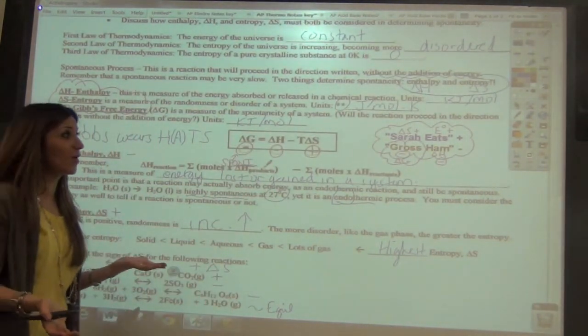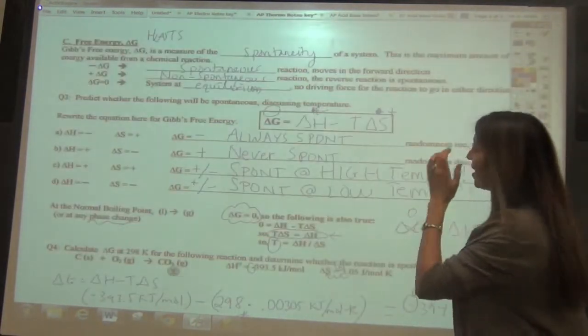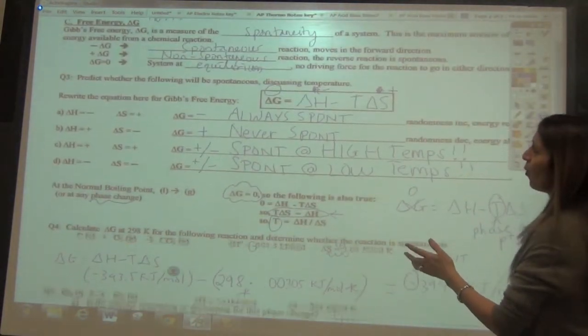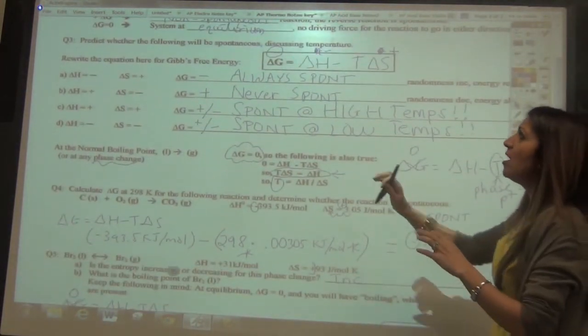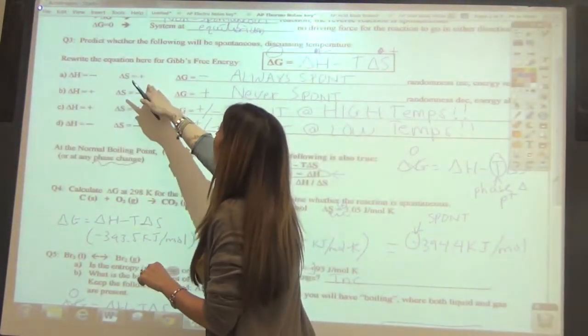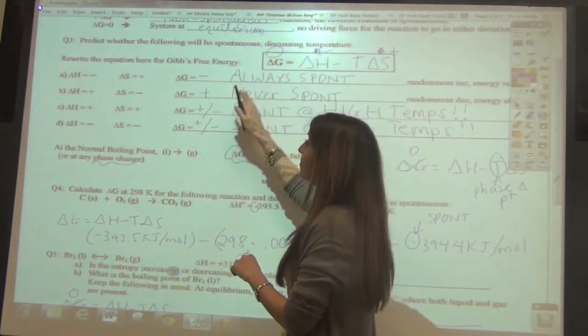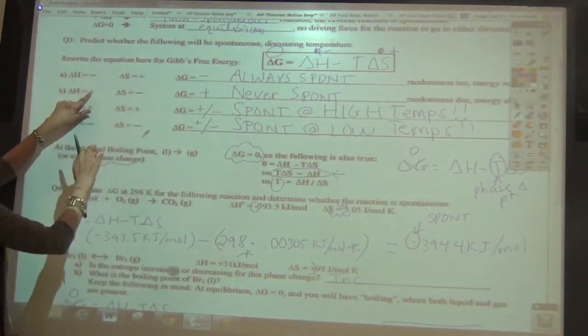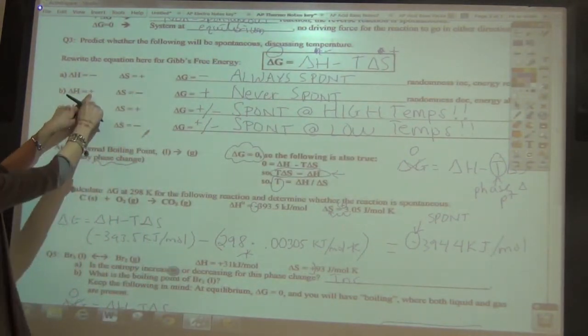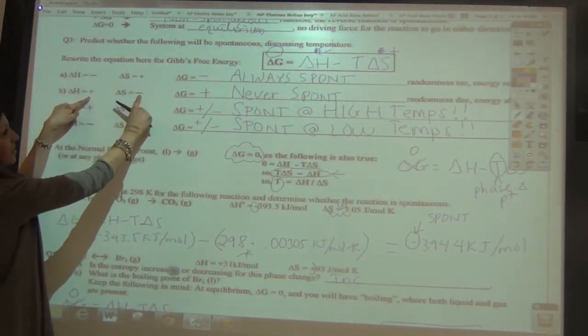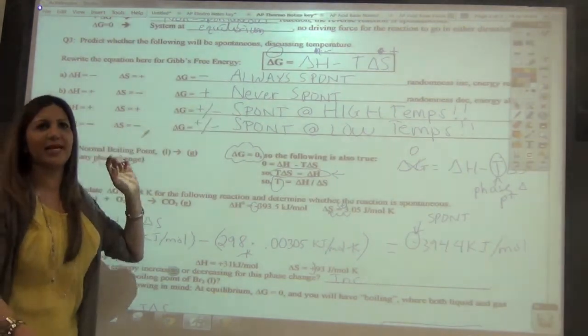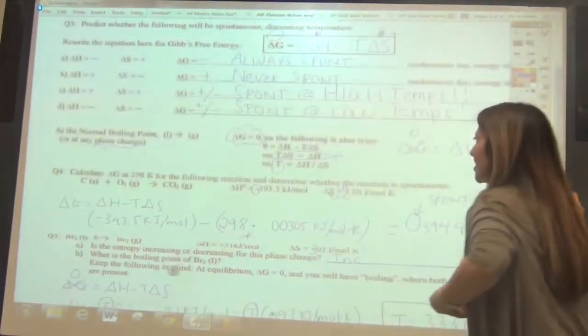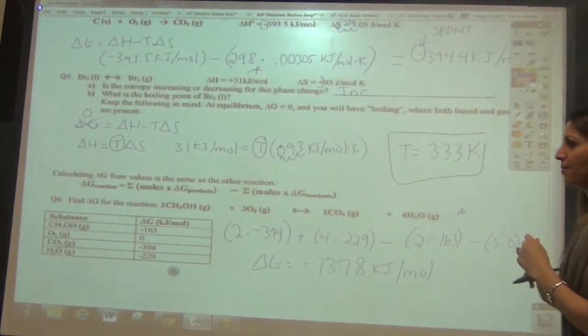And that's basically all I wanted to show you. I think even on this page, we just started talking about what happens if you have a negative H and a positive S. It's always spontaneous. But what if the reverse happens? Well, that means that it's endothermic and it's decreasing in disorder. That's never spontaneous. So you may see questions like that, and I just wanted to highlight a little bit of that.